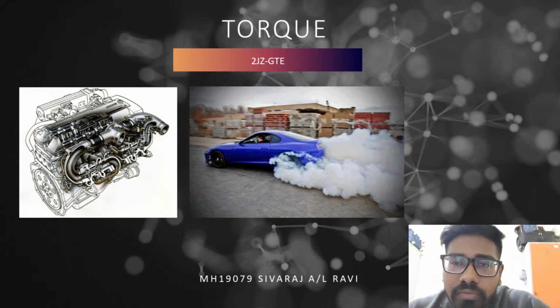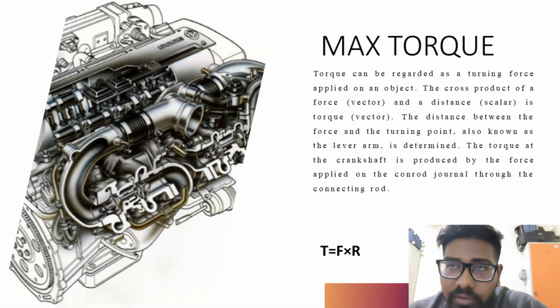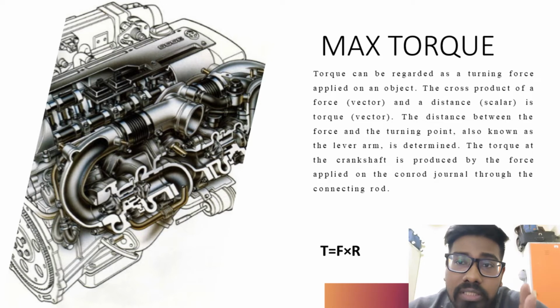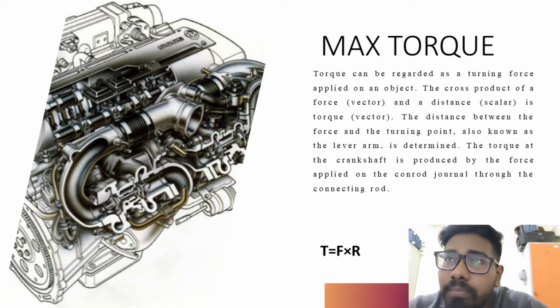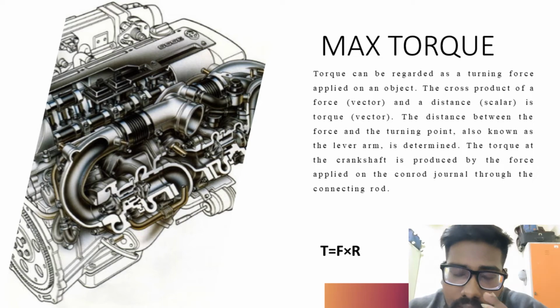So now let's start with the definition of torque. Torque can be regarded as the turning force applied on an object. In this case, the object is the piston, and the distance between the turning point, which is the crankshaft, and the piston is known as the lever arm. From here we can find the value of torque with the cross product of the force applied on top of the piston multiplied with the distance scalar of the connecting rod.